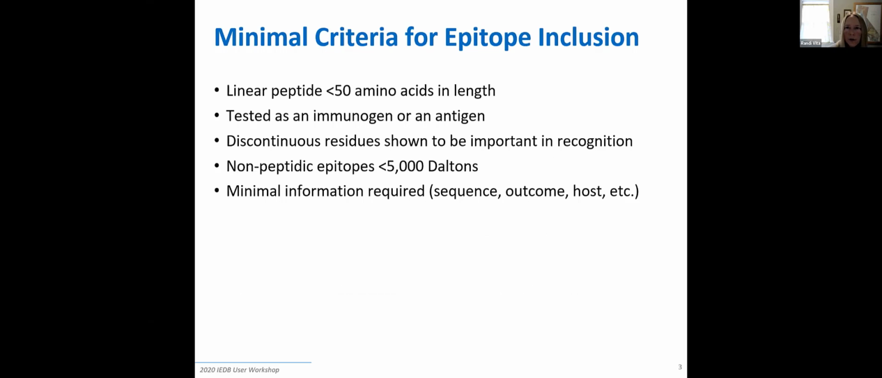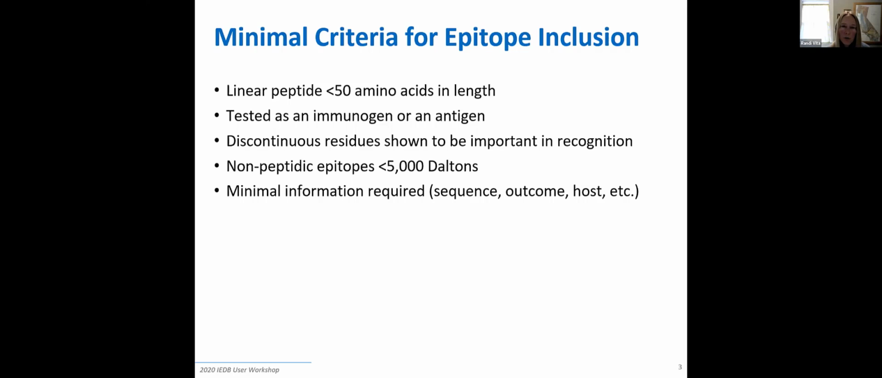And in order to include data in the IEDB, we had to come up with some minimum criteria. And many people define epitopes differently. Often they're very small, but we wanted to capture as much data as we could and use this criteria across all papers and across all of our different curators going forward, so that all of the data was captured the same way. So we decided on any linear peptide less than 50 amino acids. If it was tested as an immunogen or antigen, we would capture that data.